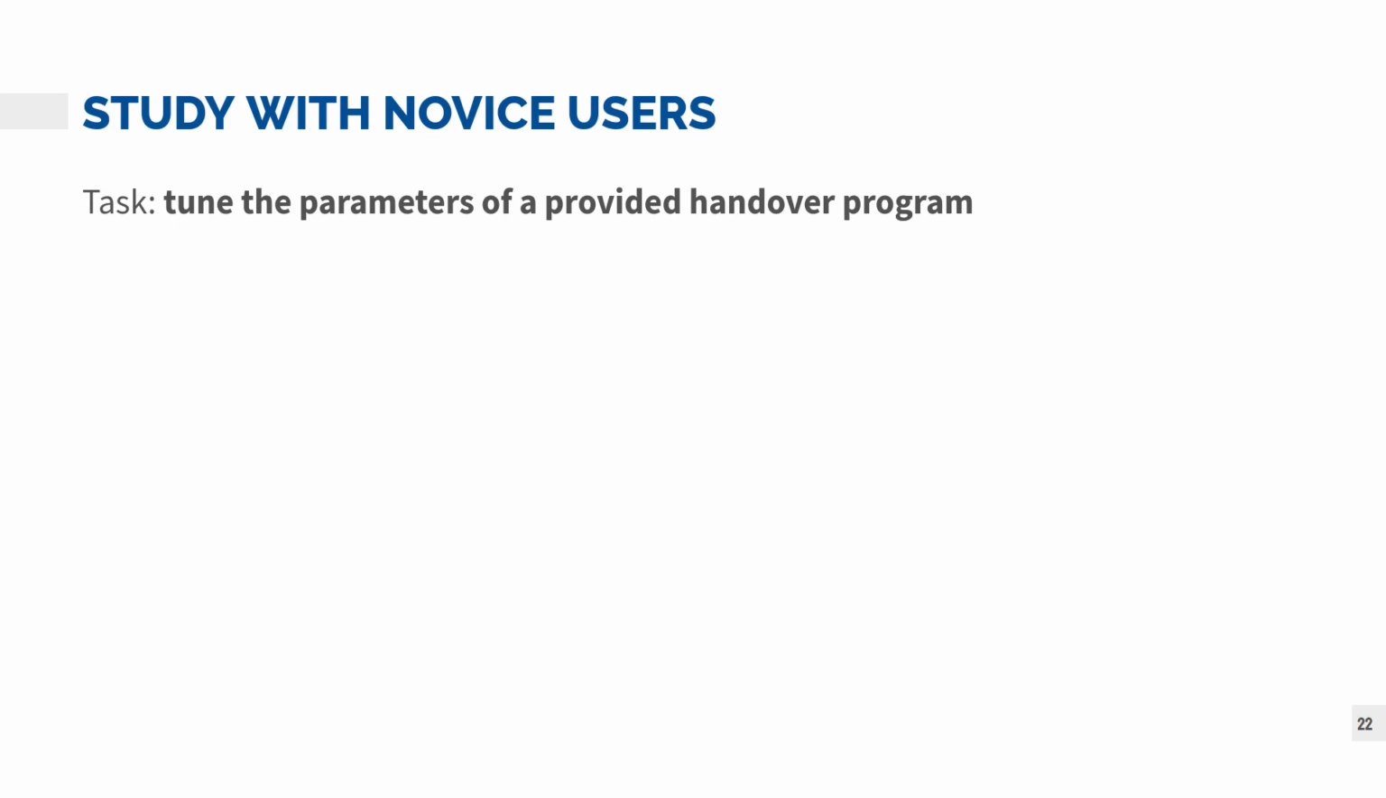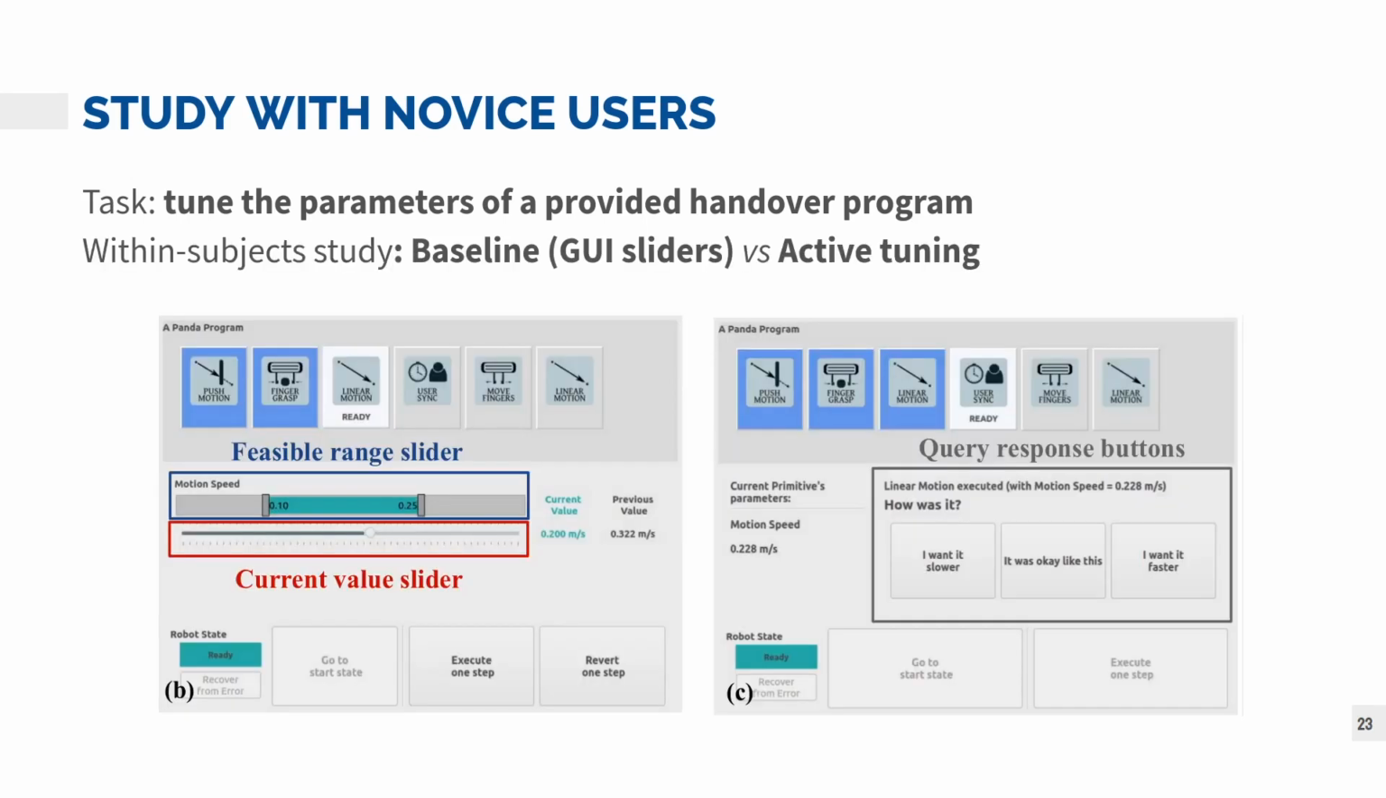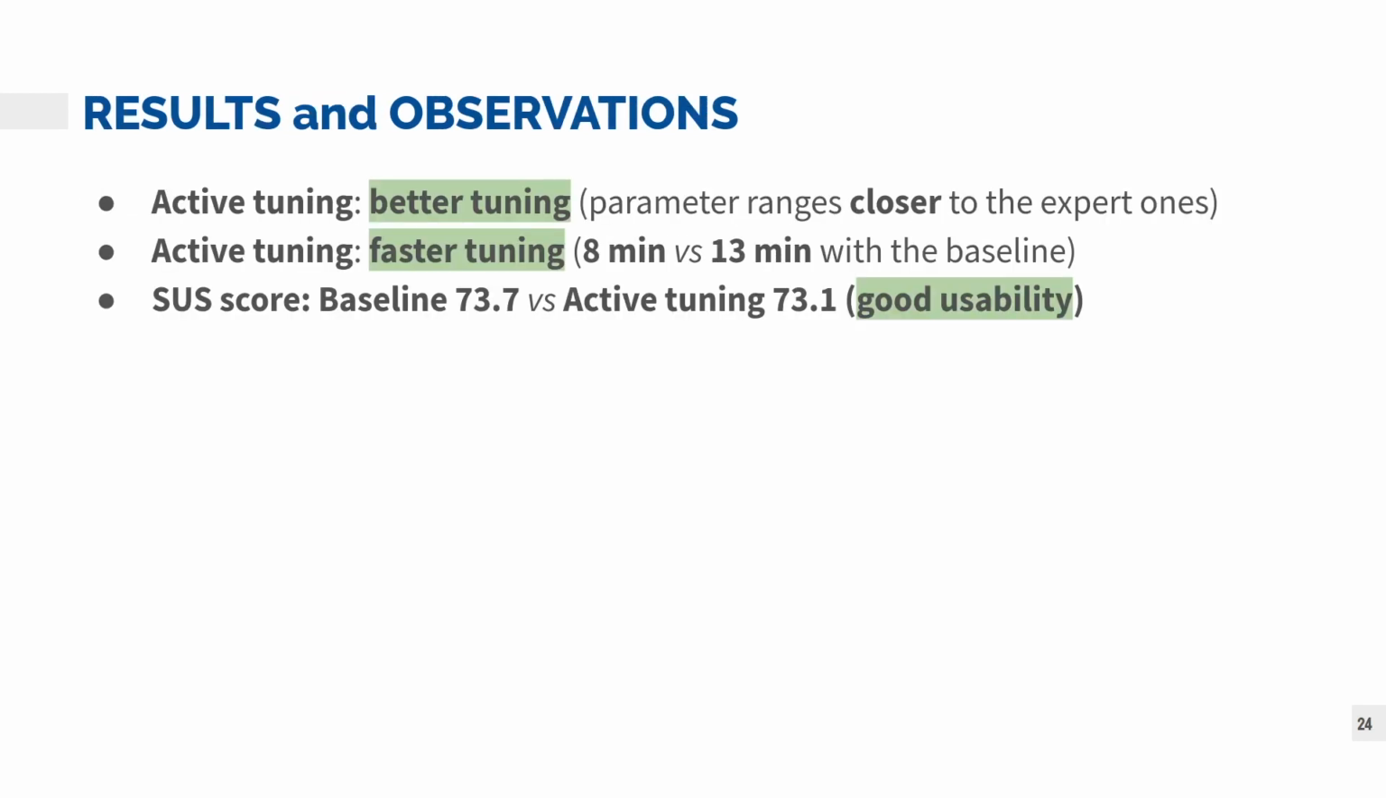In the user study, the participants had to tune the parameter of a simple hand-over task using 2 interfaces, a baseline interface with sliders and our active tuning interface. The active interface would ask 3 queries per parameter of each robot action in the program, while with the baseline interface, the participants were free to decide how to tune the robot program. From the study, we observed how the participants were able to tune better and faster with the proposed active tuning interface.